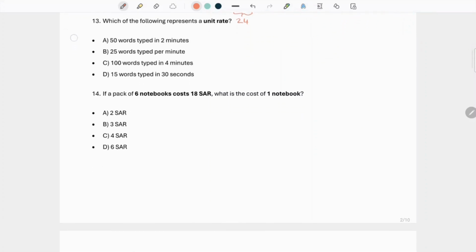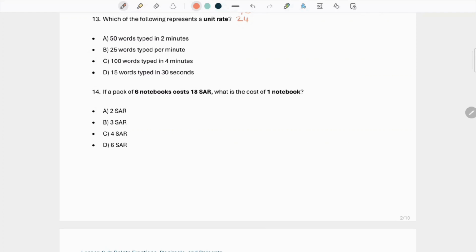Let's move on to question 13. Question 13 says, which of the following represents a unit rate? Now we said for a unit rate, one of the quantities has to be 1. So we're just going to look for a quantity that is 1. We've got 15 and 30, 104. We've got 50 and 2, nope. So we've got 25 per minute. Per minute means for 1 minute. So that means our answer is B.